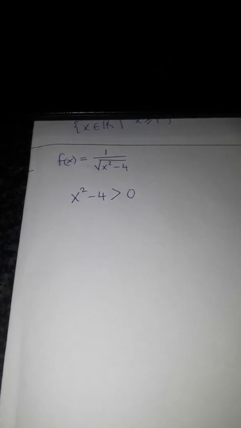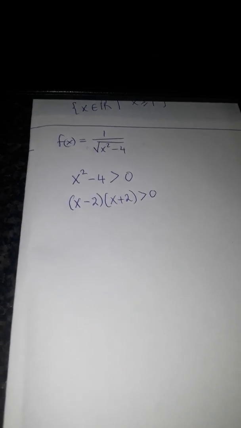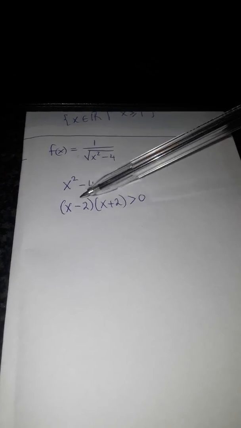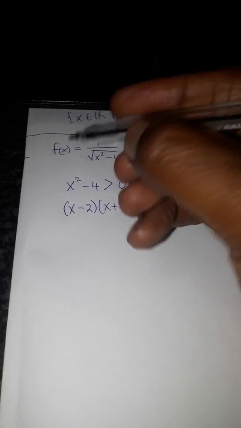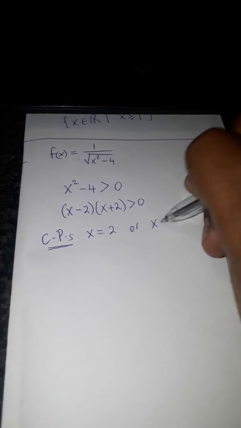So this is a quadratic inequality. We've done lots of them like this. When you have a quadratic inequality, what you should do is factorize it and find what we call the critical points. So if you factorize this, you should have x minus 2, x plus 2 is greater than 0. Then the critical points are the values of x that make these factors 0. So my CPs, like I like to call them, we have x is equal to 2 or x is equal to minus 2.